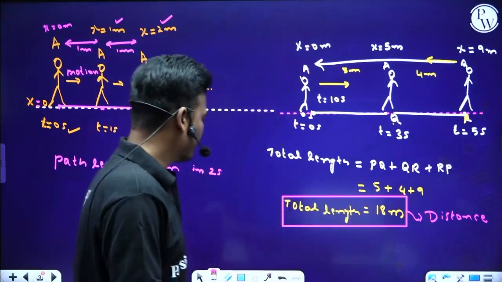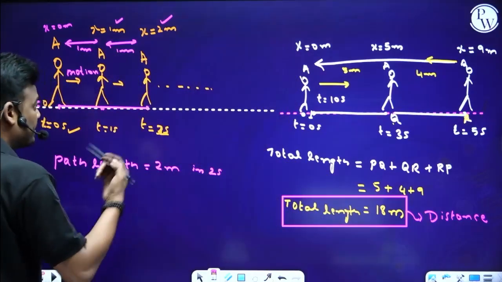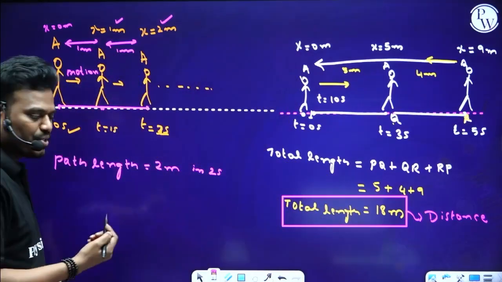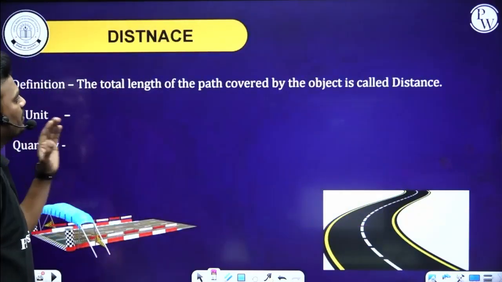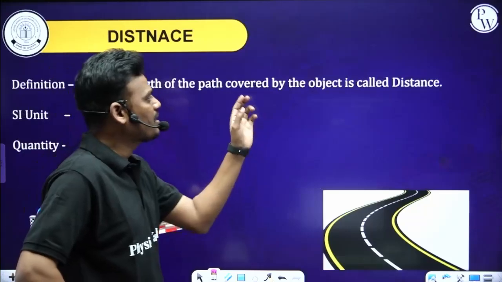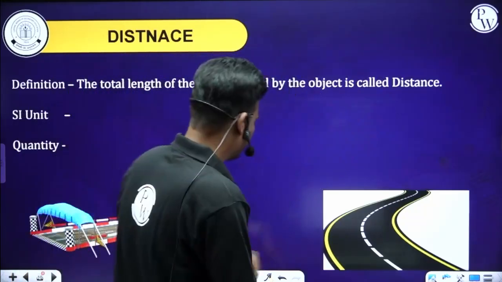Got it? Right. So how to represent this distance in examination? Here you can see the definition of distance: the total length of the path covered by the object is the distance.